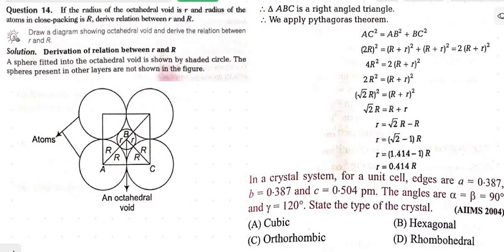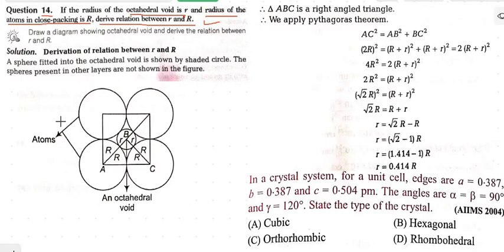The first question that you are seeing on your screen is: if the radius of the octahedral void is small r and the radius of the atoms in closed packing is capital R, derive the relation between the small r and capital R. This question is given in the exercise. You may also find this in the exercise question number 14. So, first try to understand the question.